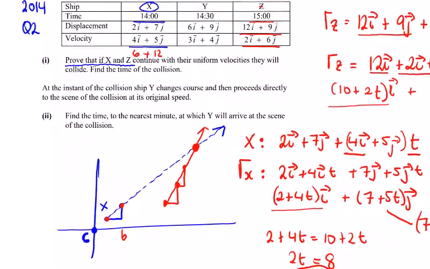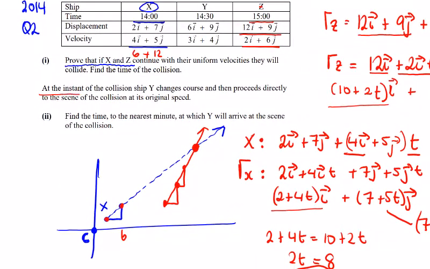And then at the instant of the collision, ship Y changes course and then proceeds directly to the scene of the collision at its original speed. So let's just take any position for Y. Let's take this position over here at Y. So they collide and Y changes position and immediately goes to here. So Y was here and it's going over to this position here. There's no B in the question, we'll call it B.